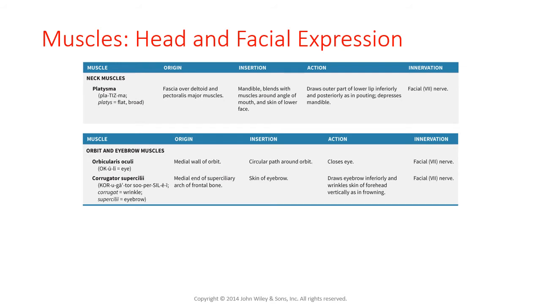The corrugator supercilii, which I mentioned before, helps wrinkle your eyebrow. It's going to be at an angle. It's going to be at the medial end of the arch of the frontal bone up to the skin of the eyebrow, so it draws the two eyebrows together towards midline. But again, it will also be innervated by cranial nerve 7, the facial nerve.